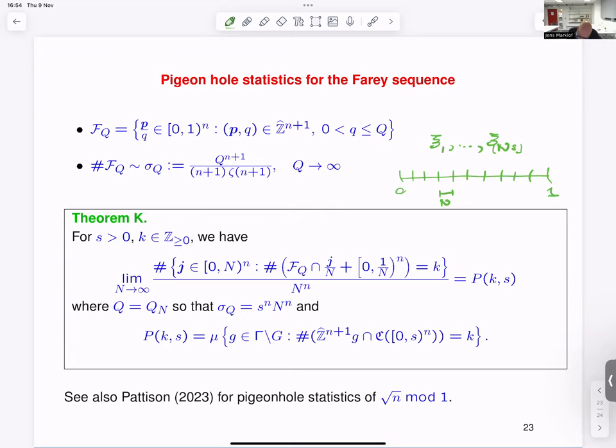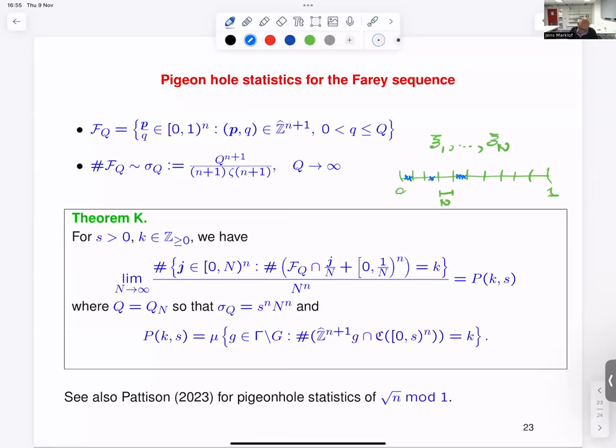Or maybe, well, let me not do this, because I think I'm looking at the first n over s integer part elements of my sequence. So you have n boxes, and you ask yourself, where are the elements of my sequence going to be? So there might be two here, there might be none in the second box, then there might be three here. And you're simply asking, how many boxes are there that have no element of my sequence in it? How many boxes are there that have one, that have two, et cetera? So that's the pigeonhole statistics.